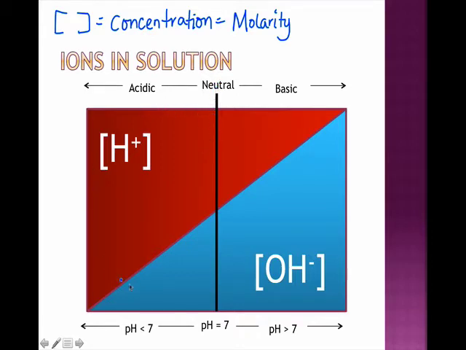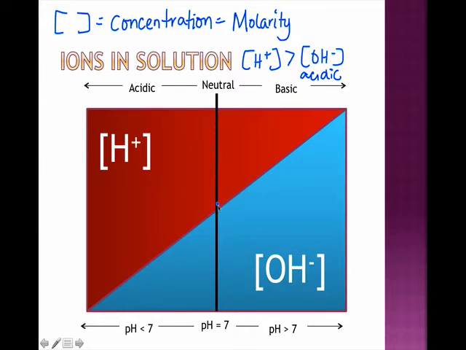So on this half of our rectangle that we have here, the hydrogen ion, the red, is greater than the hydroxide ion. And we know then, because hydrogen ions are produced from acids, that that must be an acidic solution. So if the hydrogen ion is greater than the hydroxide ion, we have an acidic solution. That's what this is saying over here.